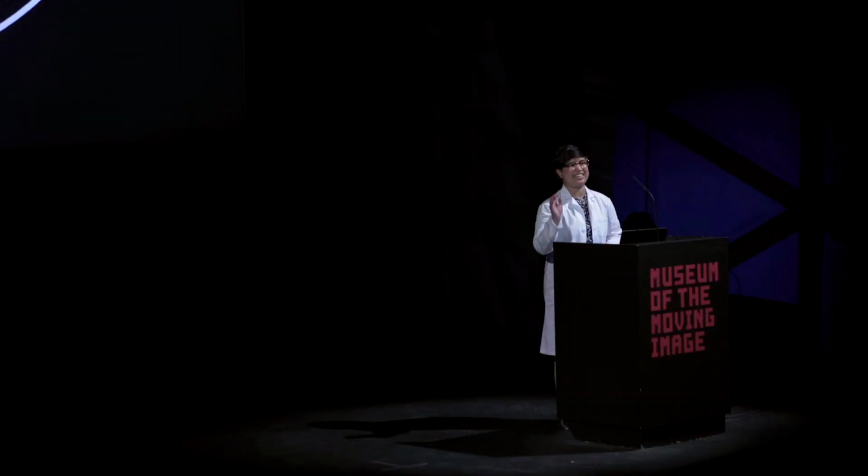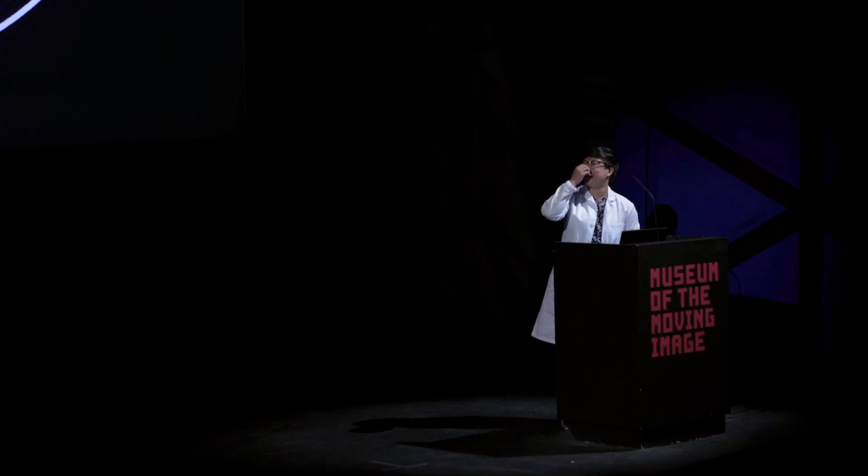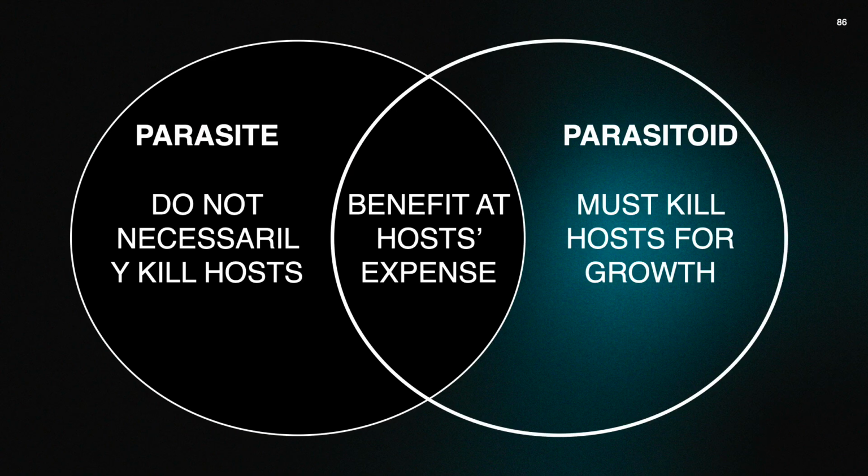I'm glad that I could see your faces during that, because it was really fun. So just to clarify, to start off this talk, let's clarify what a parasite and a parasitoid are. A parasitoid is a kind of parasite, so it's kind of like the rectangle square kind of thing, but specifically one that has to kill its hosts for growth. So all parasites are parasites because they benefit at a host's expense, but a parasitoid specifically does so by killing its host after it's finished that developmental stage.